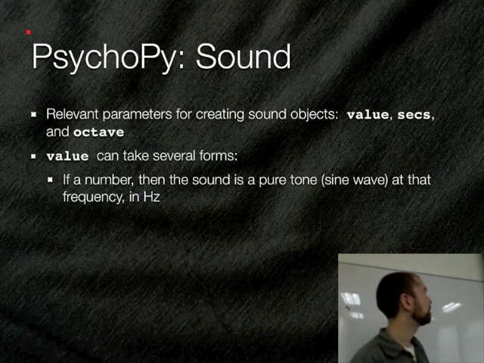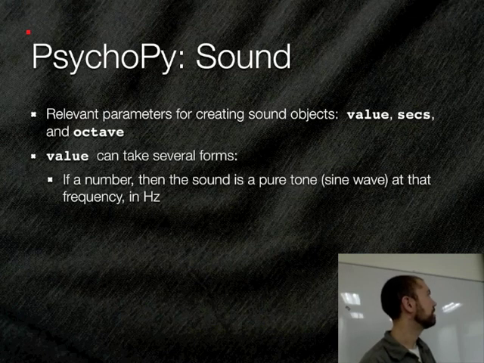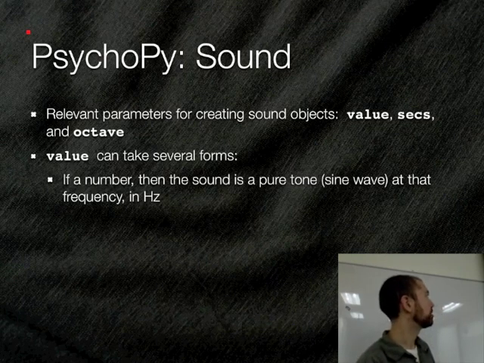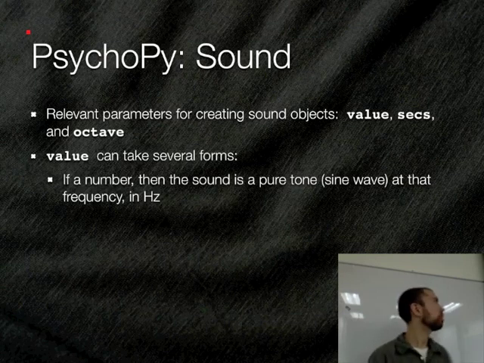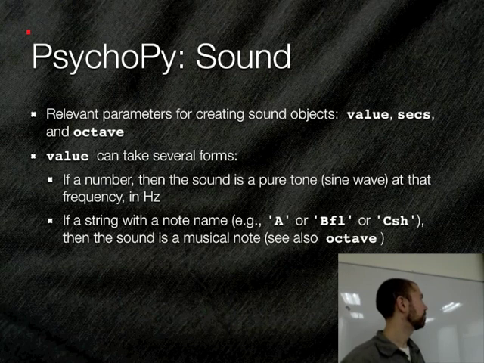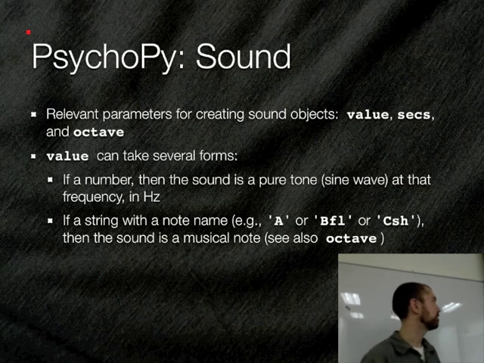So for example, if you assign this parameter called value to be a number, then the sound it's going to create is going to be a pure tone or a sine wave at the frequency in hertz specified by that number. So if you say value equals 500, it'll create a 500 hertz sine wave. Okay, does that kind of make sense to everybody? We'll do this in just a second, so you'll see this in action.